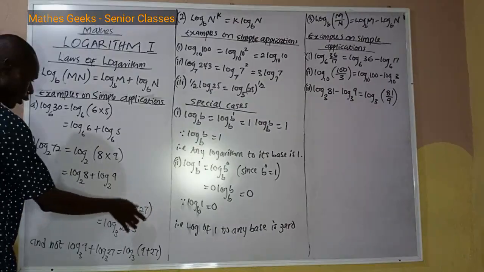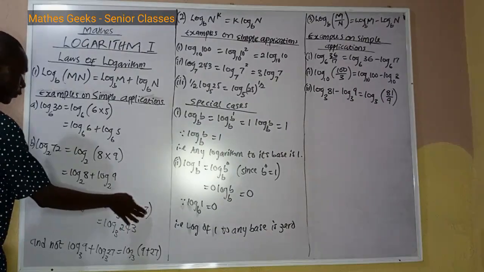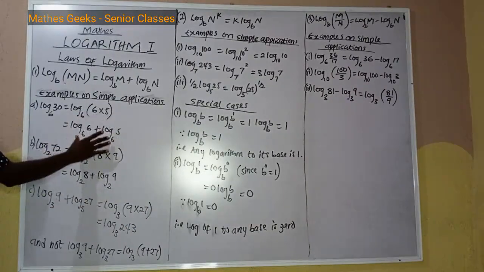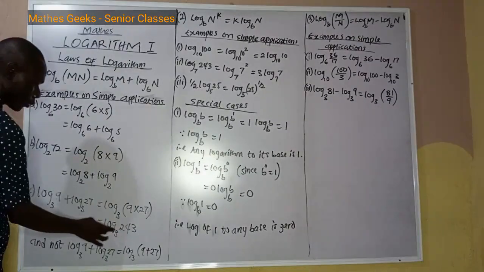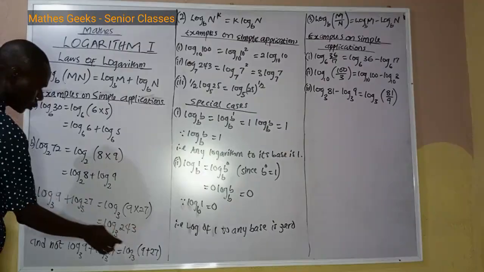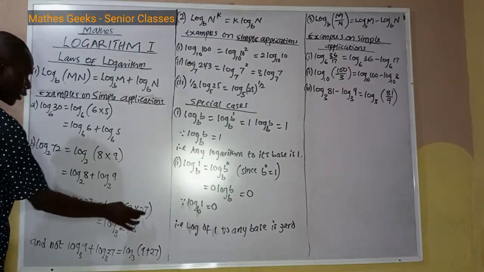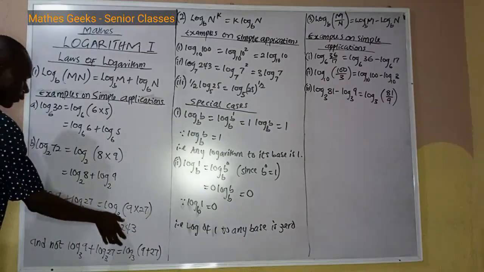So that's what you have here, 9 times 27. The 9 times 27, which is what you have here, will give you this addition, which is what you have here. So that's what it implies. So this now gives us log 243 to the base 3. 243 is gotten from 9 times 27. So this is exactly from here.